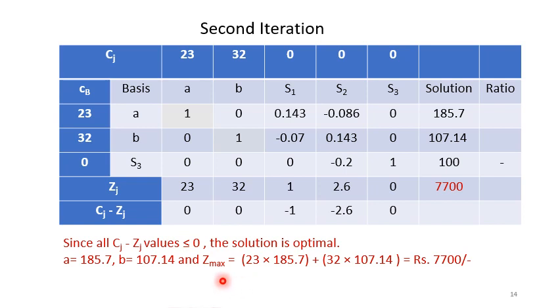So the final solution for this particular maximization problem is A has a value of 185.7, again rounded off to some decimals. We can either retain it in the form of fractions or decimals. We are doing it for academic purposes, so you can take either fractions or decimals. I have retained decimals here. You are free to take these values as fractions also, depending upon whichever is easier for you. So A here is 185.7, B is 107.14, and when you substitute it in the objective function, Z maximum equals 23A plus 32B, we get a solution of rupees 7,700, the maximum or optimum value for this particular maximization problem.